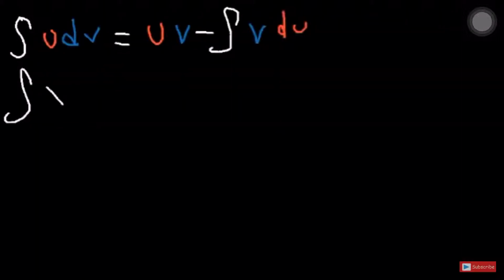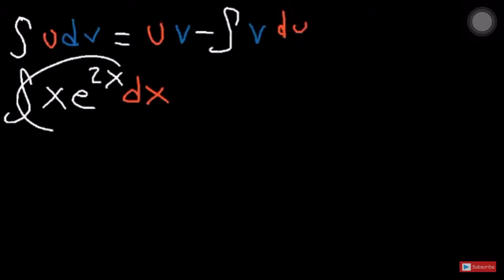Find the antiderivative of x e to the 2x. What would you do? So we need to know which portion of this expression we're going to make equal to u and dv.